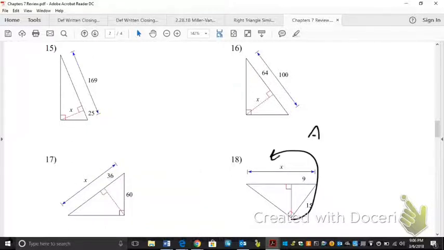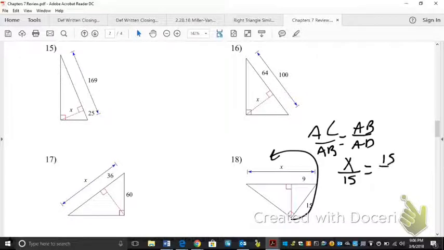On to 18 again, rotate all the way around. It's another red triangle. So we're going to go AC over AB equals AB over AD. That is x over 15 equals 15 over 9. Multiply that, we get 9x equals 15 squared, which is 225. Divide 225 by 9, and we get x equals 25.